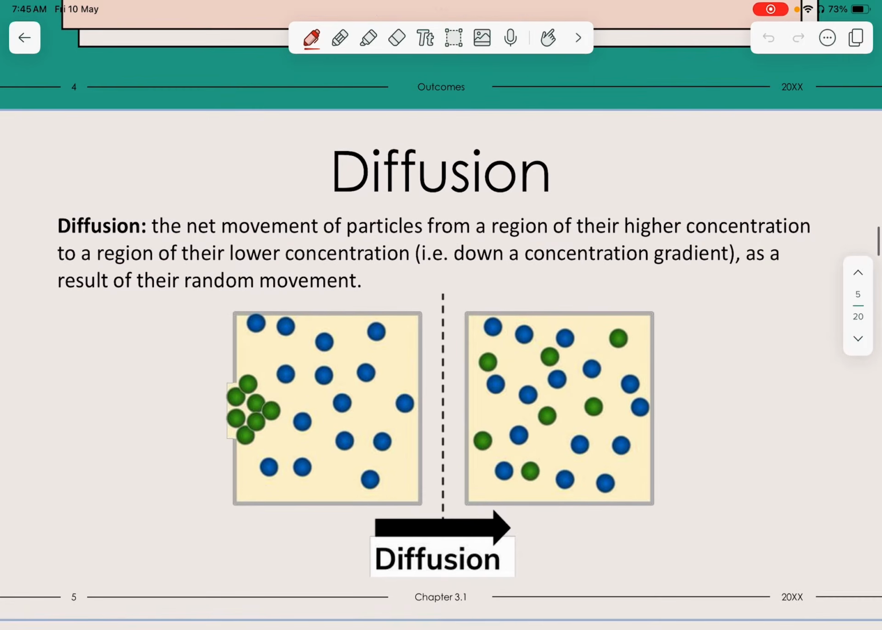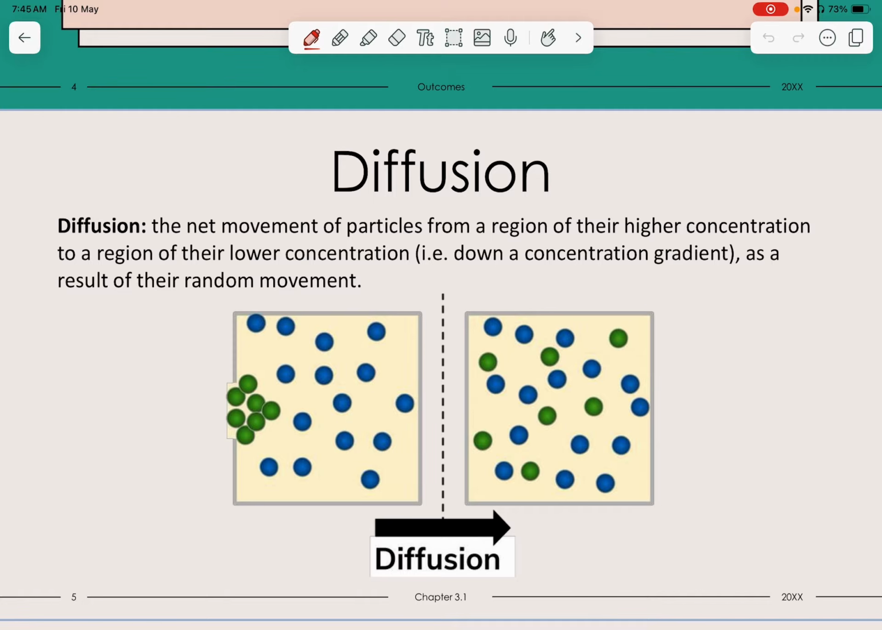So what is diffusion? You must know the definition for diffusion, which is the net movement of particles from a region of higher concentration to a region of lower concentration, or you can say down a concentration gradient, as a result of their random movement.